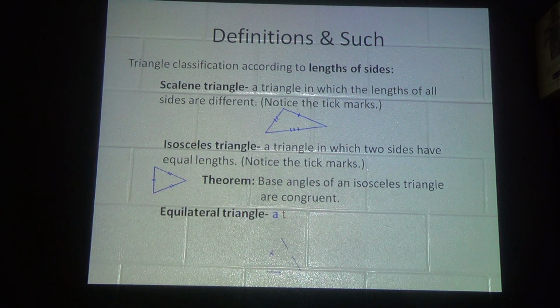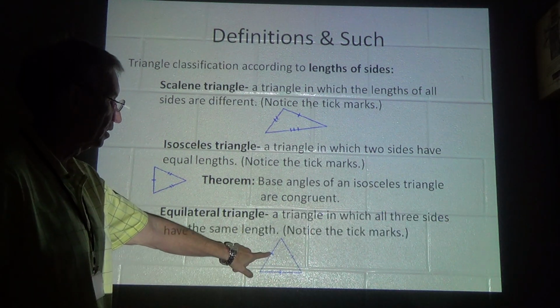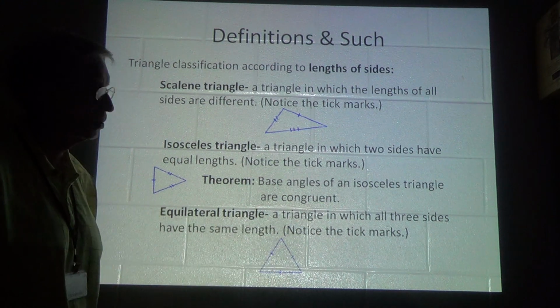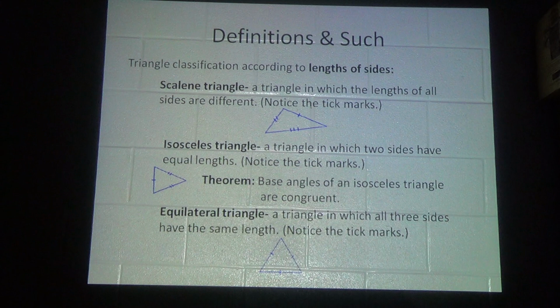Okay? And then we have an equilateral triangle. It's a triangle in which all 3 sides are the same length. Notice each one of these has a single mark on it for the tick mark. That means that all 3 sides are congruent.